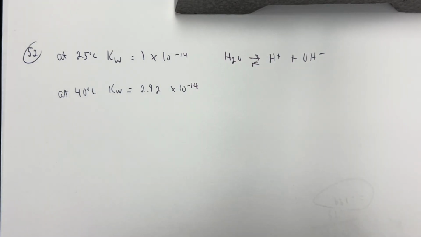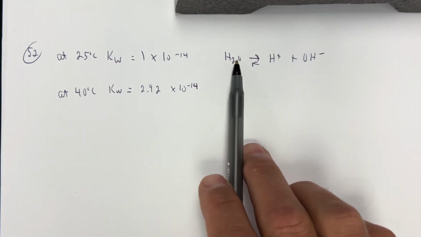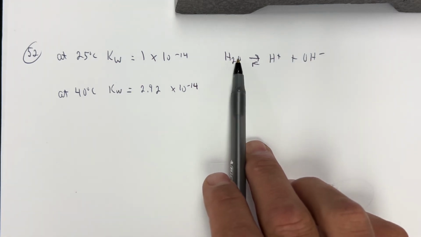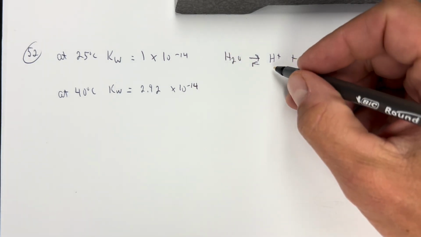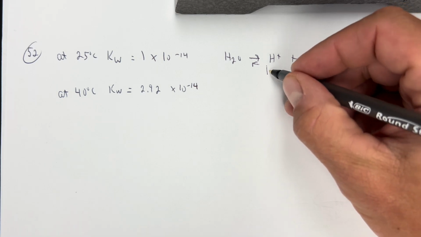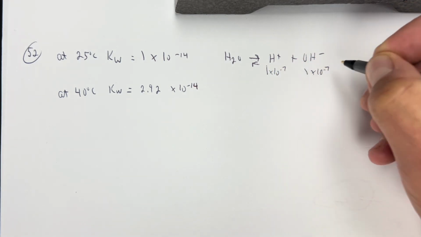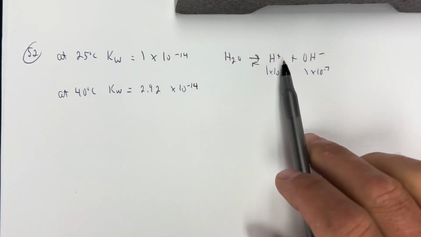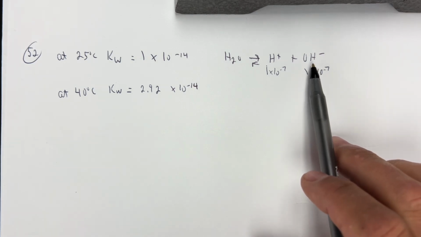Here's number 52. So here is the K value for water. Water dissociates a little bit, but remember, it doesn't dissociate very much. If you have a solution of water, which really is 55 molar, 55 moles of water per liter of water, you only end up with those molarities. Remember, those are really tiny molarities. So there's not much H plus or OH negative in a solution of water.